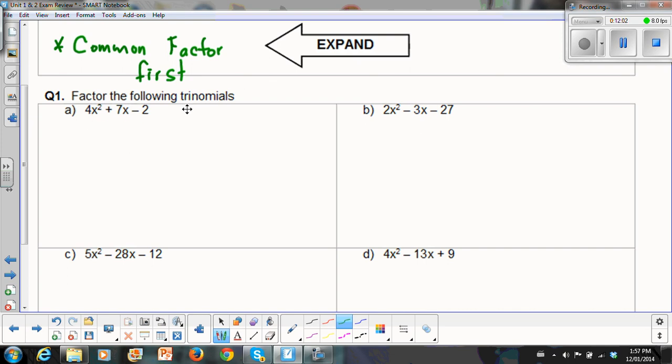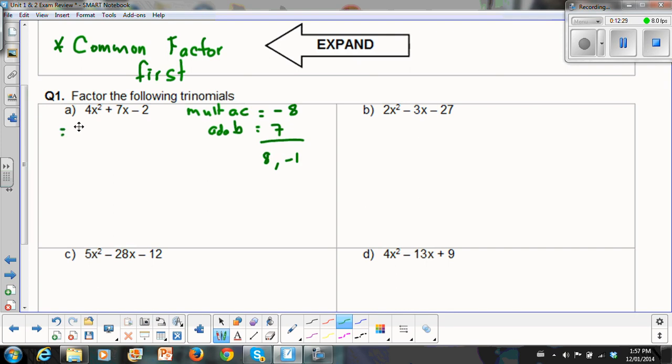So we're going to go right into what multiplies to the first and last, which we call the AC. A is the first term, C the last. So what multiplies to -8, and what adds to the middle, the B term. So what adds to 7. So two numbers that multiply to -8 and add to 7. So that would be 8 and -1. They multiply to a negative and add to +7.